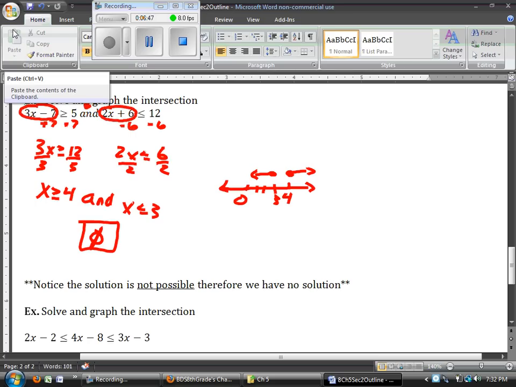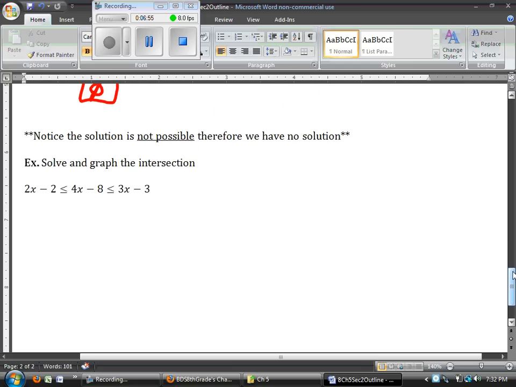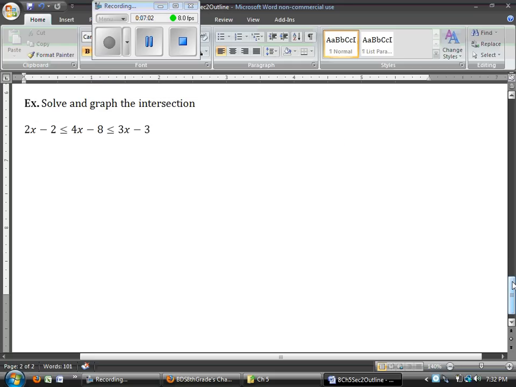This is why it's very important to read and understand what these inequalities mean instead of just going through the motions. You have to see what the inequalities are saying. Okay, and as you can see here, there's no solution because it is not possible.